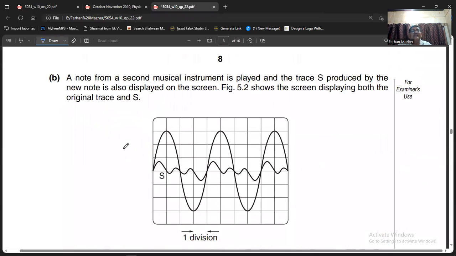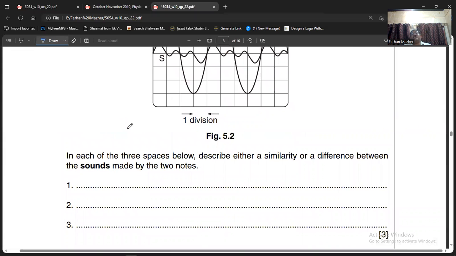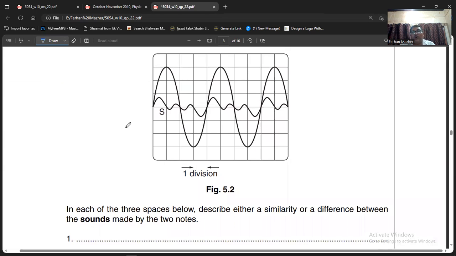Okay, then he says a note from a second musical instrument is played and the trace S produced by the new note is also displayed on the screen. Figure 5.2 shows the screen displaying both the original trace and S, the second trace. In each of three spaces below, describe either a similarity or a difference between the sounds made by the two notes. So we have to tell three things, either similarities or differences.